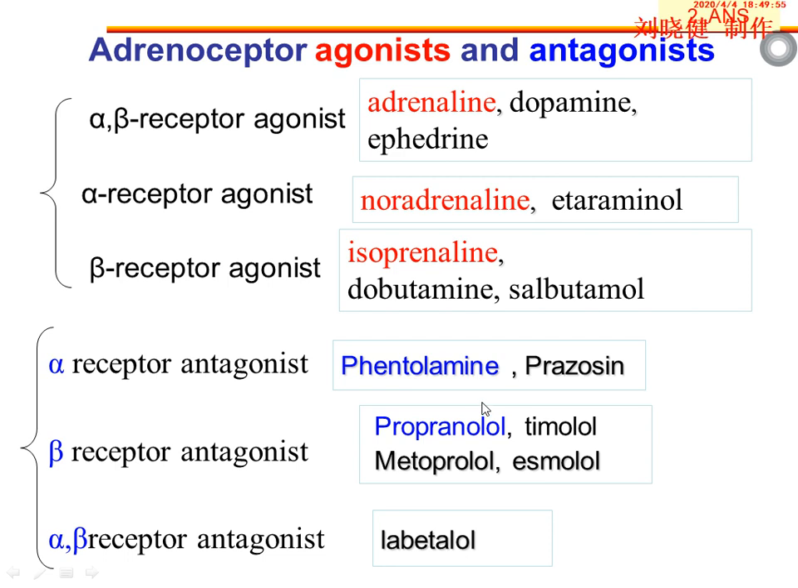And I think if you know well where the alpha or beta receptors are located, and what the functions of their activation are, their pharmacological effects are very easy to understand. Based on the pharmacological effects, you can guess what their clinical uses are.